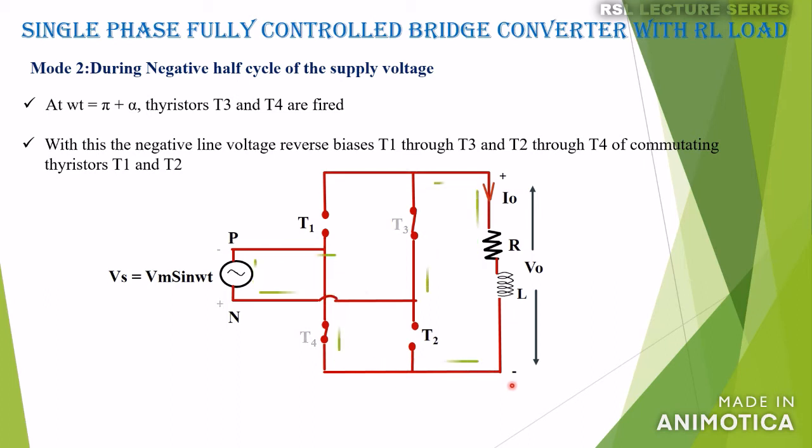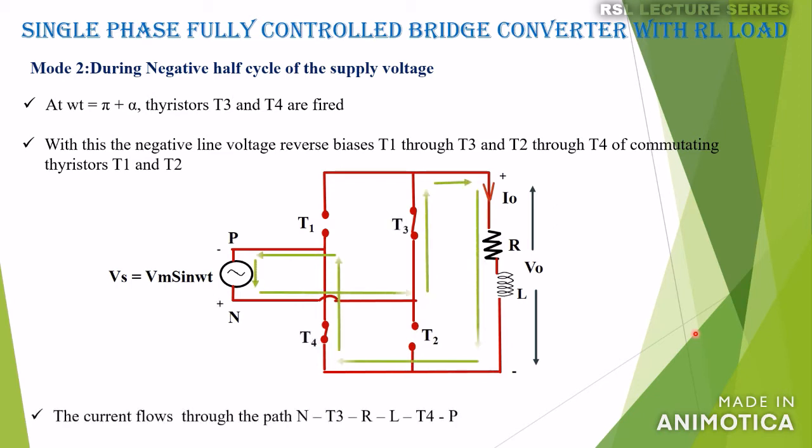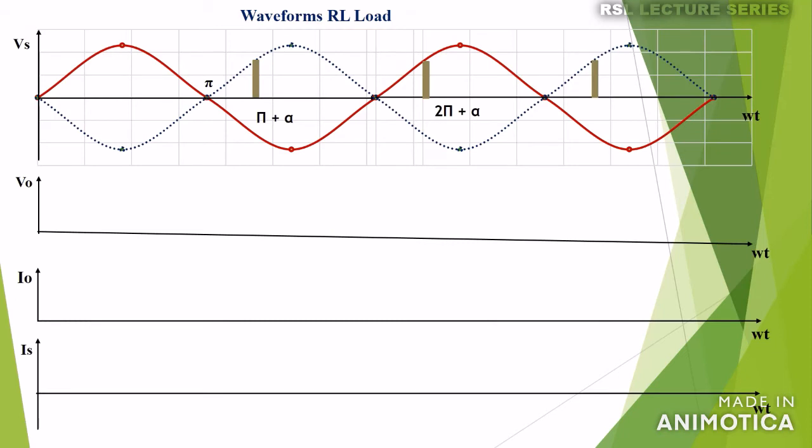Again these two thyristors will not get turned off at omega t is equal to 2 pi. They will continue to conduct until the other two thyristors, that is T1 and T2, are triggered at omega t is equal to 2 pi plus alpha. So this is the current direction shown in the diagram. Next we'll discuss the waveforms.